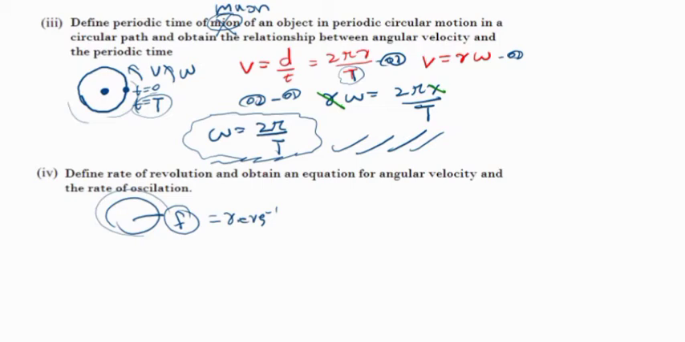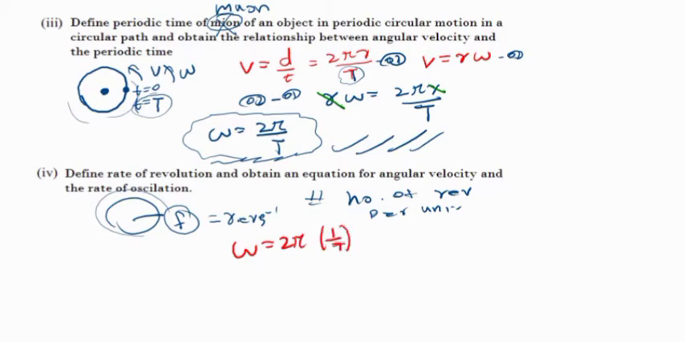So what is the relationship? Rate of revolution means the number of cycles per unit time. That's the definition: number of revolutions per unit time. So how to get the equation for angular velocity and the rate of oscillation? Here I'm going to rearrange this equation: 2 pi over 1 over capital T.